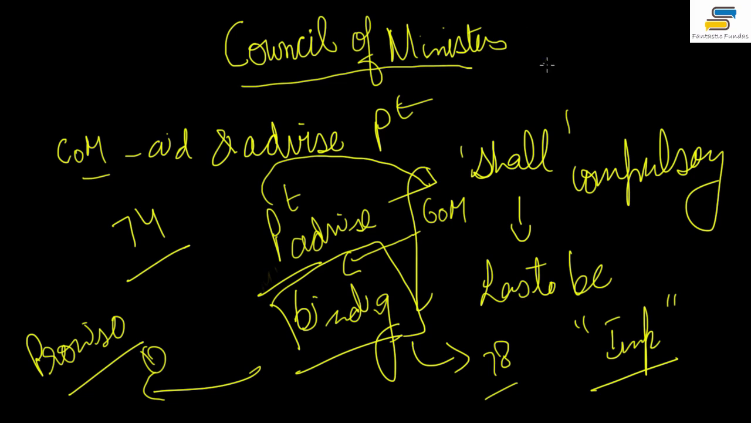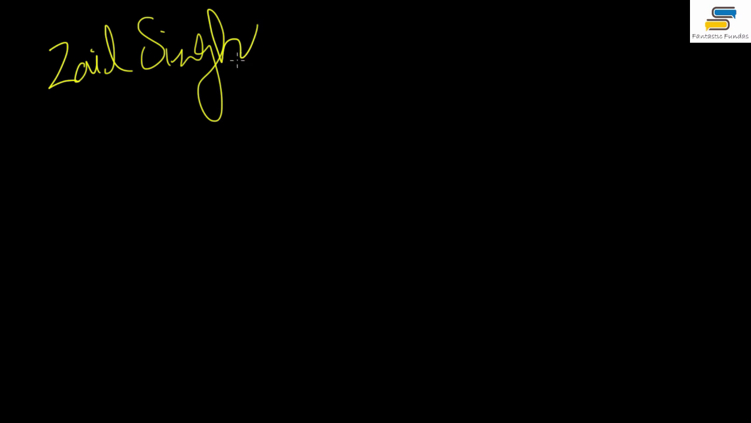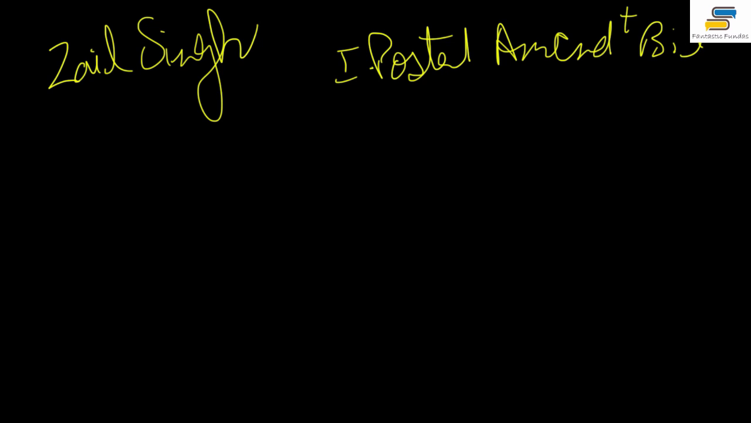Now I can give you a few examples where the President actually sent back the advice of the Council of Ministers. For example, let me just put it on a new page. President Zail Singh was there. This President sent back the Indian Post Office Amendment Bill, and that was in 1987. So that is one of the examples. Similarly, there was President K.R. Narayanan.